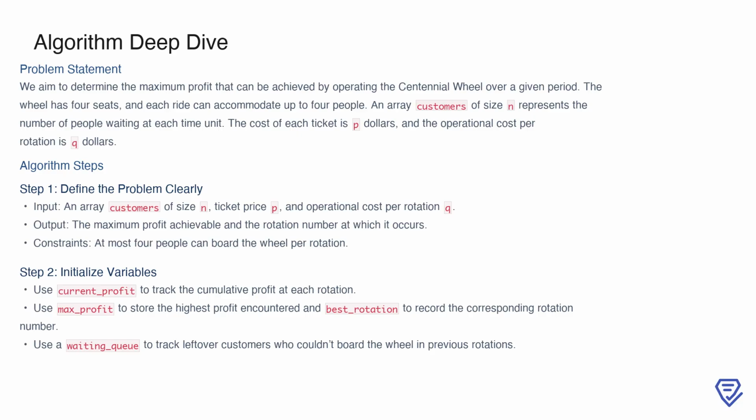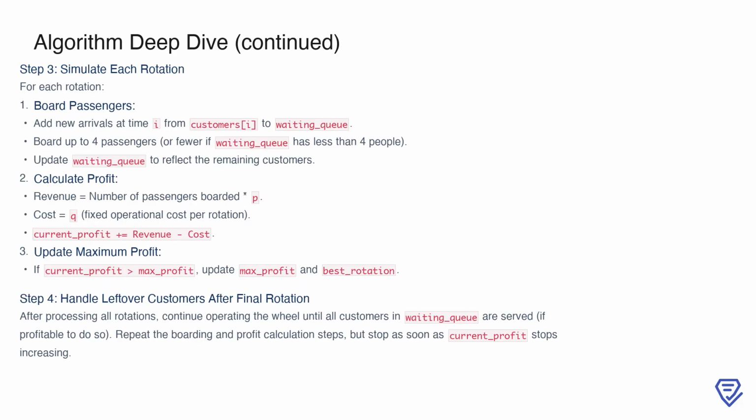Additionally, we use a waiting_queue to manage leftover customers who couldn't board the wheel during previous rotations, ensuring these passengers are accounted for in subsequent rotations. The next step is to simulate the operation of the Centennial wheel across multiple rotations. For each rotation, we first handle the boarding process. New arrivals at time i from the customer's array are added to the waiting_queue. Passengers are then boarded, up to a maximum of 4 per rotation. If fewer than 4 people are available in the queue, we board as many as possible.